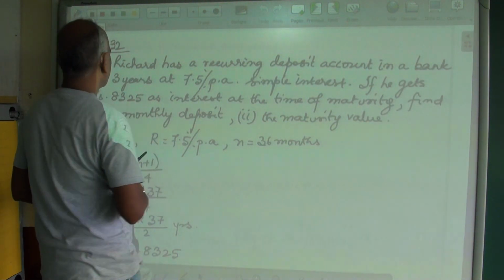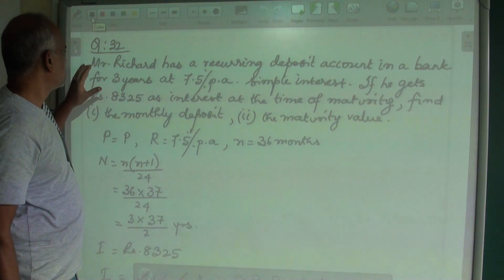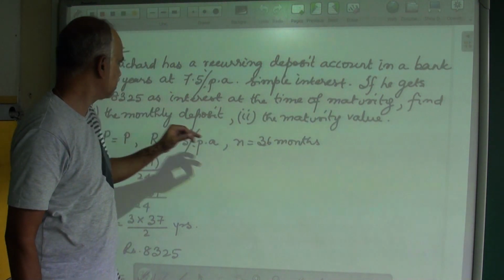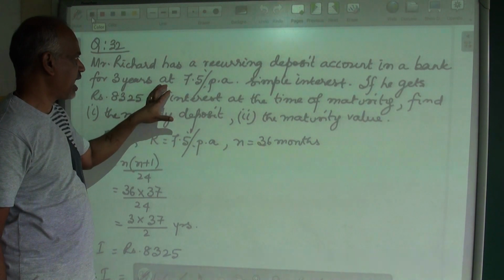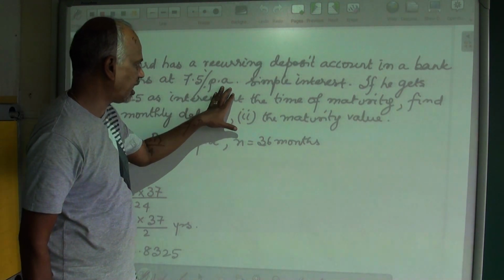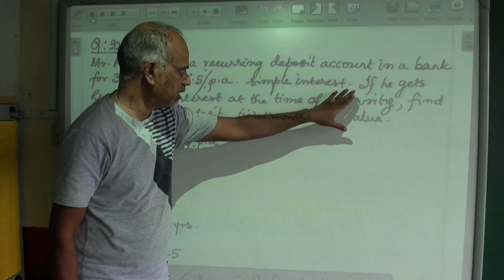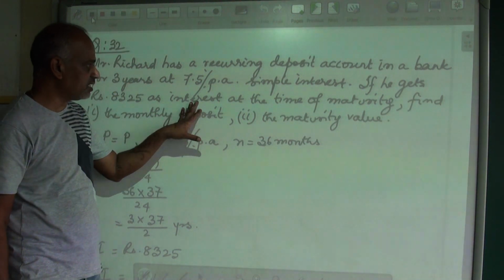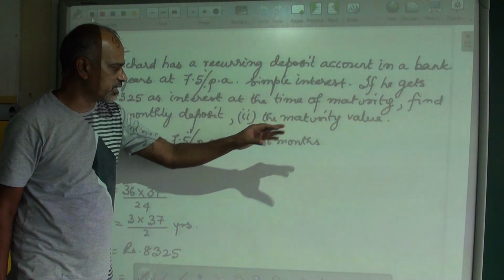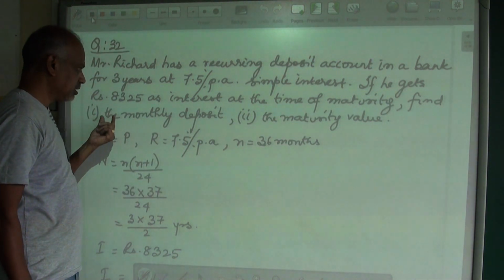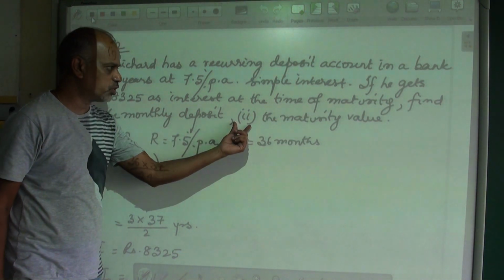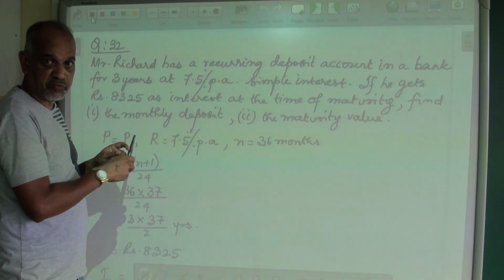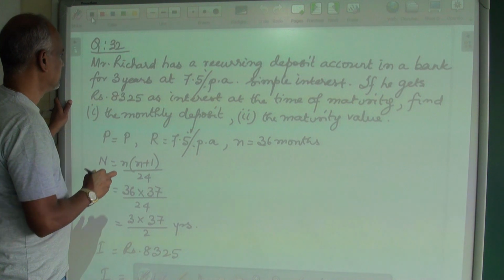Next question is question number 32. Mr. Richard has a recurring deposit account in a bank for 3 years at 7.5% per annum, simple interest. If he gets rupees 8325 as interest at the time of maturity, find number 1 the monthly deposit and number 2 the maturity value. Read this question carefully, see what are all known.